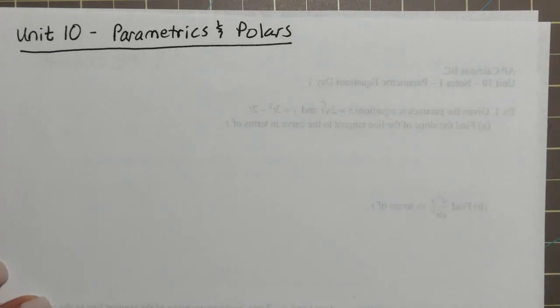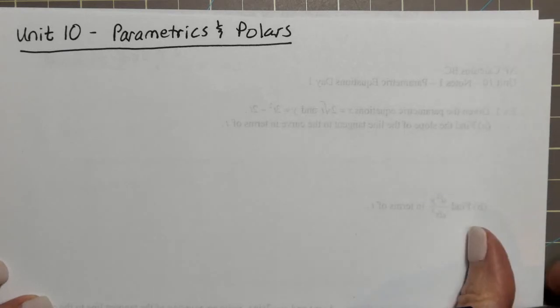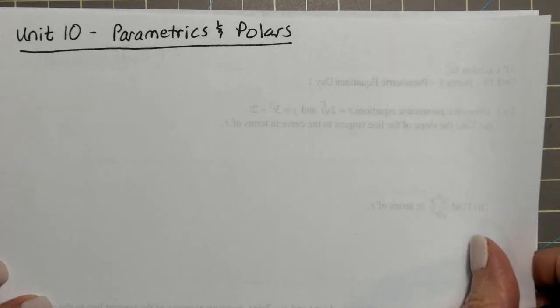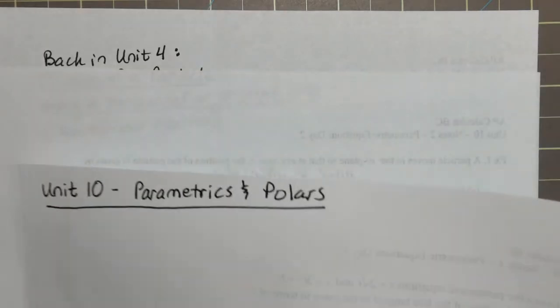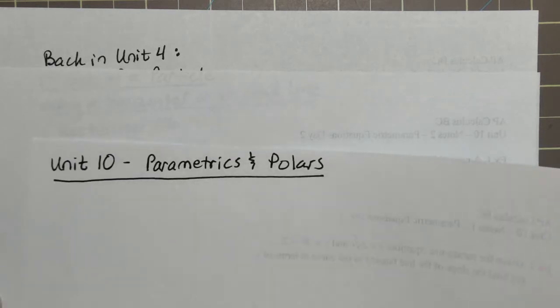Today we are beginning Unit 10 on parametric and polars, and we begin with parametrics. Polars is going to come after we do parametrics. So parametrics is motion along a curve.